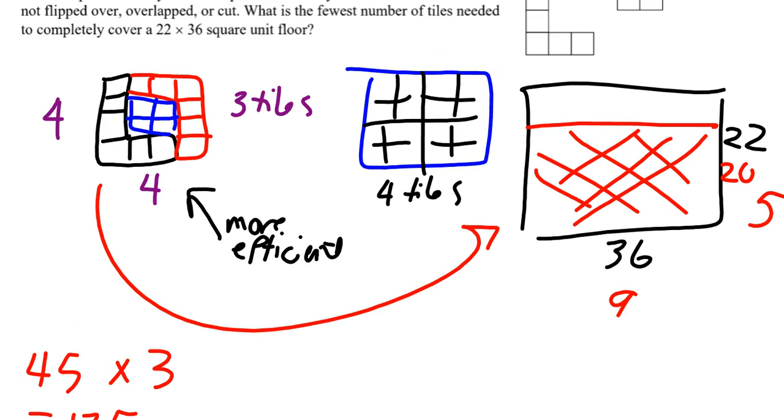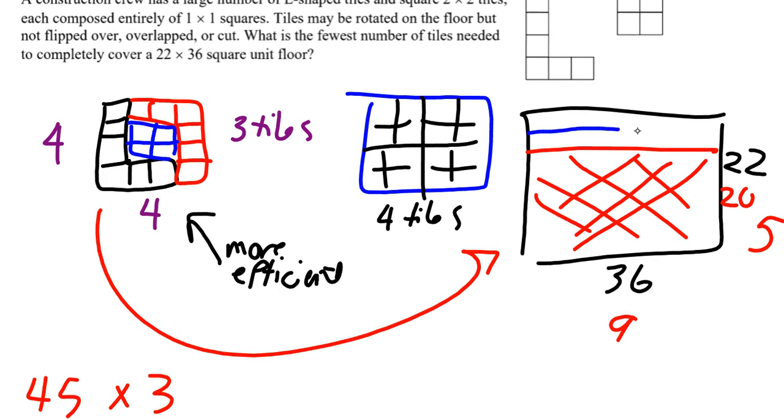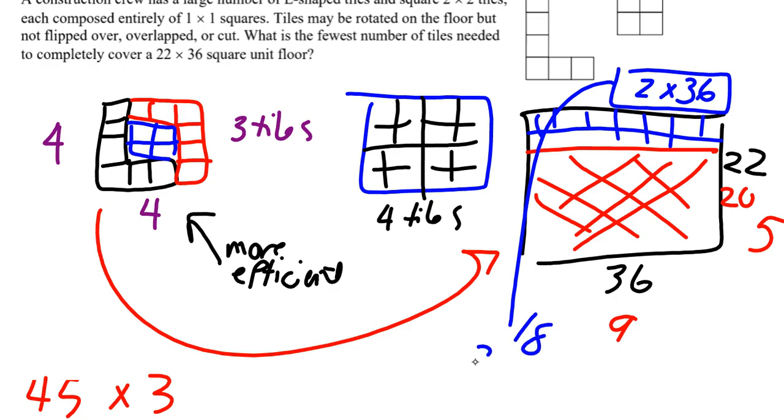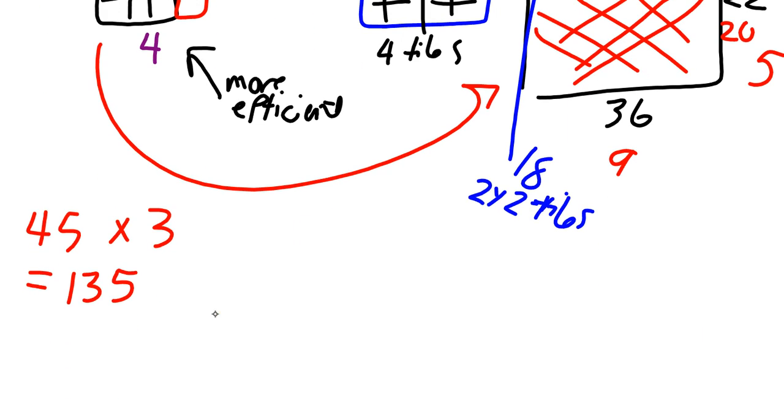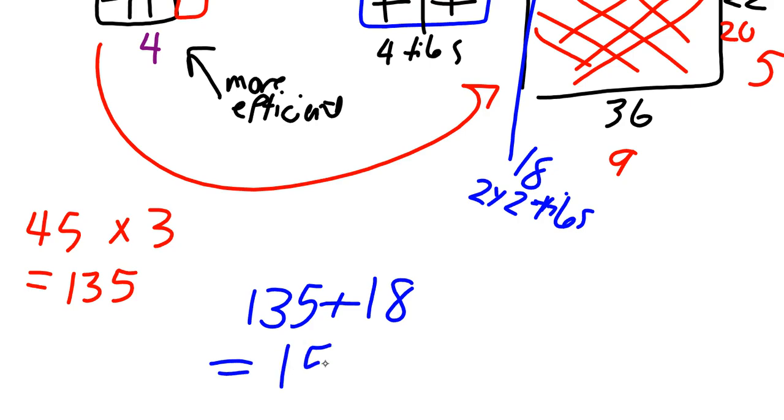But I'm going to end up with this space here left over, which is 2 by 36. That's left over. But I can fill the 2 by 36 with these 2 by 2 tiles. I need 18 up here. I'm going to need 18 2 by 2 tiles to fill that remaining space. So really, the number of tiles I need is going to be this 135 plus 18, and I'm going to get 153. So that is the answer to that one.